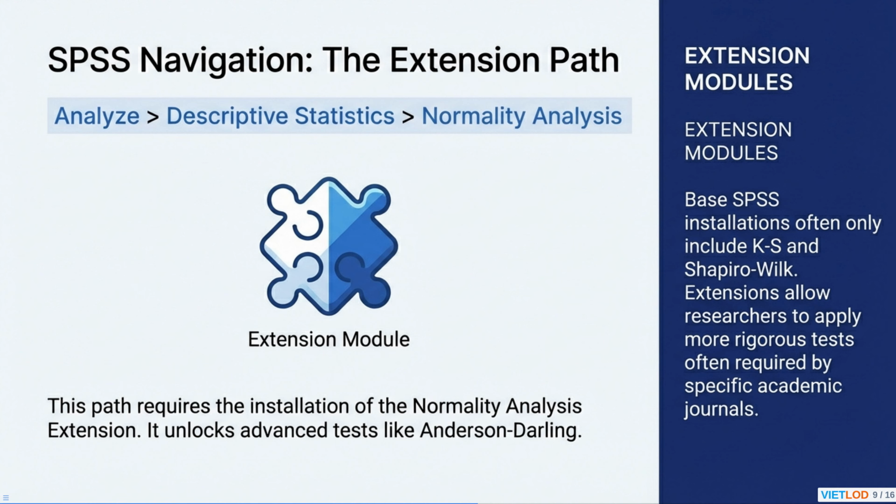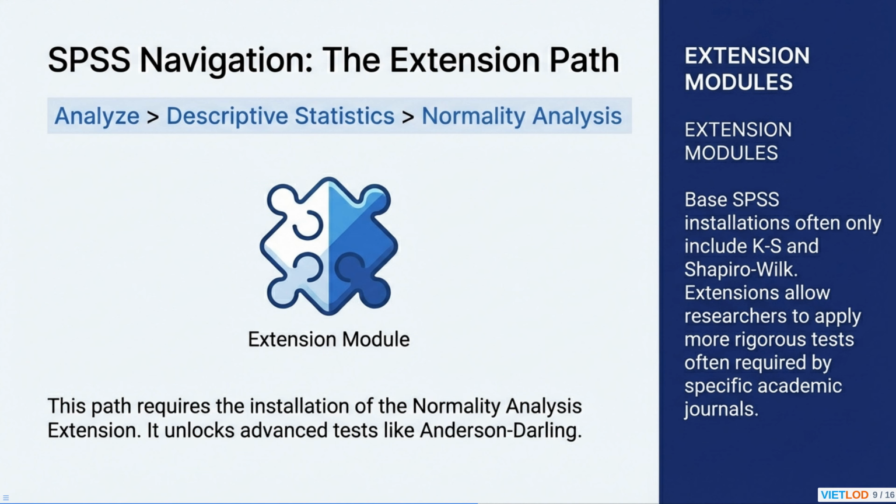While the Explore command provides access to the standard Kolmogorov-Smirnov and Shapiro-Wilk normality tests, SPSS also offers an extension path for more advanced analyses. This path, found under Analyze, then Descriptive Statistics, and finally Normality Analysis, requires the installation of a specific extension. The standard SPSS installation typically includes only the KS and Shapiro-Wilk tests.